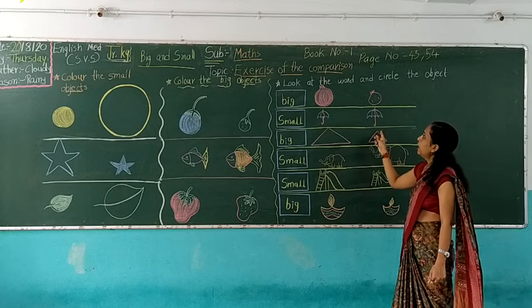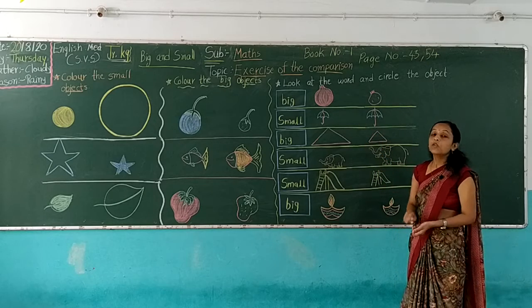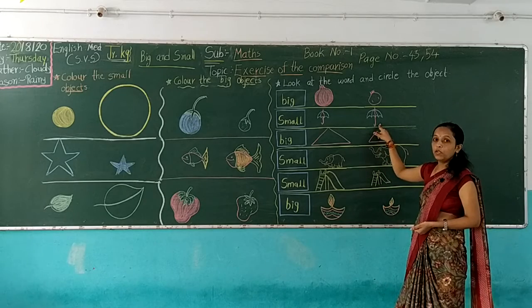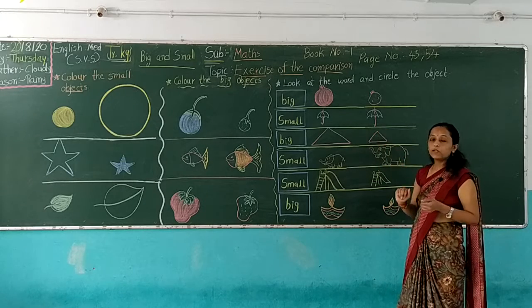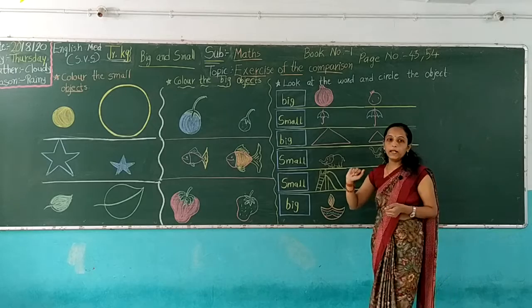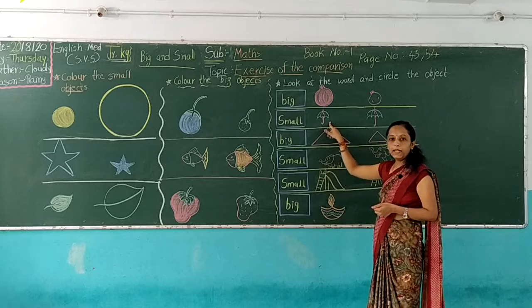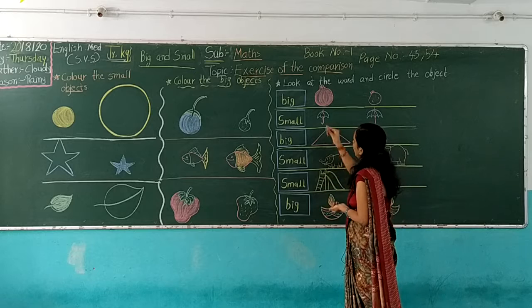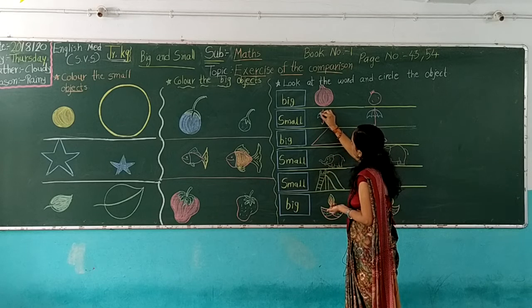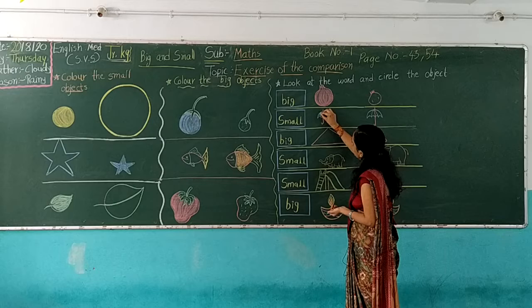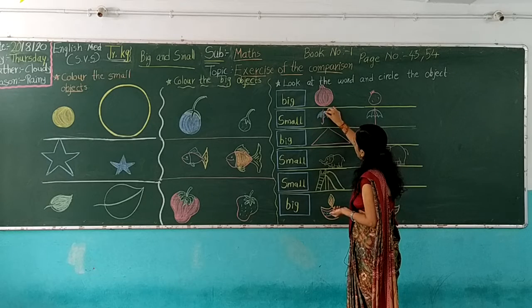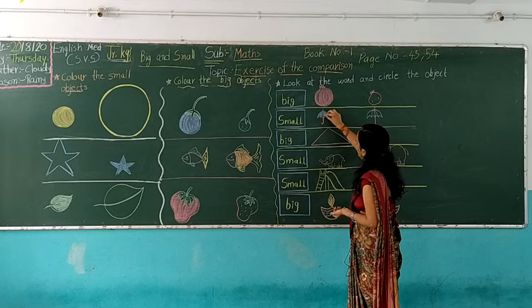One is big and the other one is small. So which umbrella is small? Tell me. This? No. This umbrella is big. So color only the small umbrella. So this umbrella is small. Color only the small umbrella. This umbrella is small.